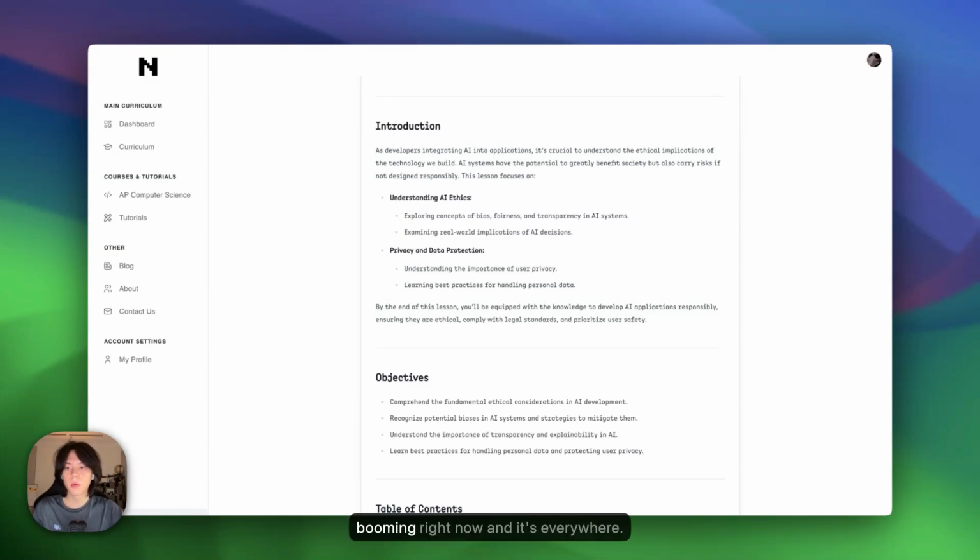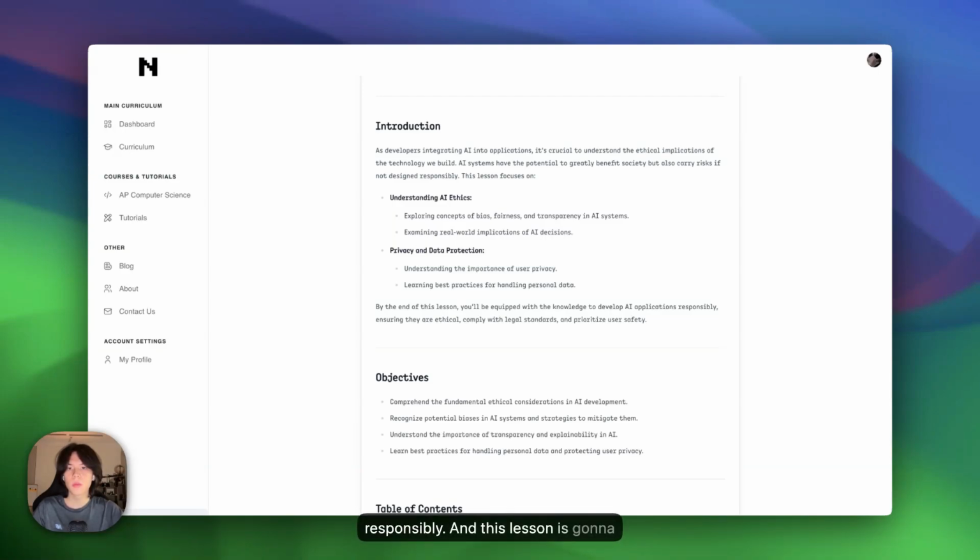As you know, AI is booming right now and it's everywhere. And as developers integrating AI into our own applications, it's very important to understand all the ethical implications of the technology we build. AI systems have the potential to greatly benefit society, but also carry a lot of risks and biases if not designed responsibly.